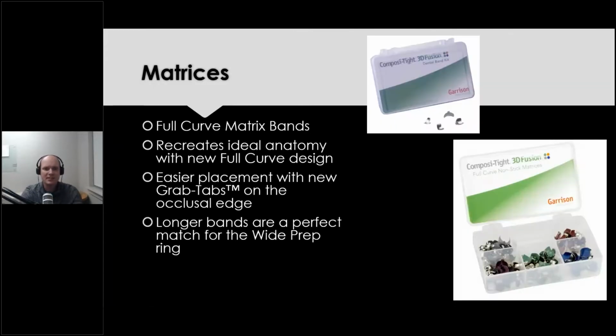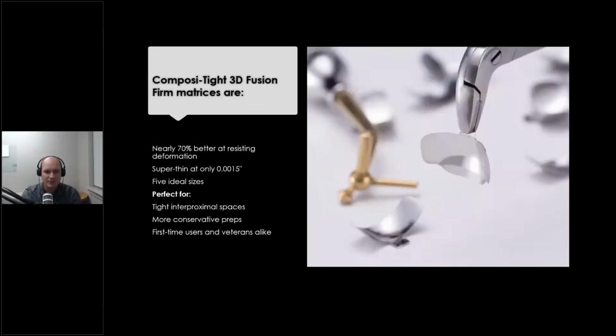As far as the matrices, a full curve matrix band, they make a few varieties. So you can use a 3D Fusion that's got an anti-stick component. I tend to like the firm ones just because I'm a little more conservative in my prep. And they also have different sizes to match the size of the preparation that you have. These are the ones I like. They're better resisting load. And if you're not going to have a very big prep and you just barely break the contact, this is going to be better because the other rings or matrices will bend and it's going to be more difficult for you. So I like these to be a little more conservative.